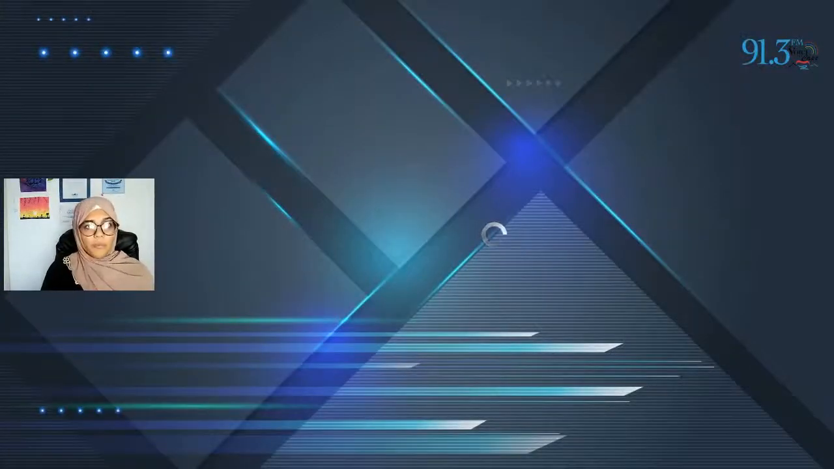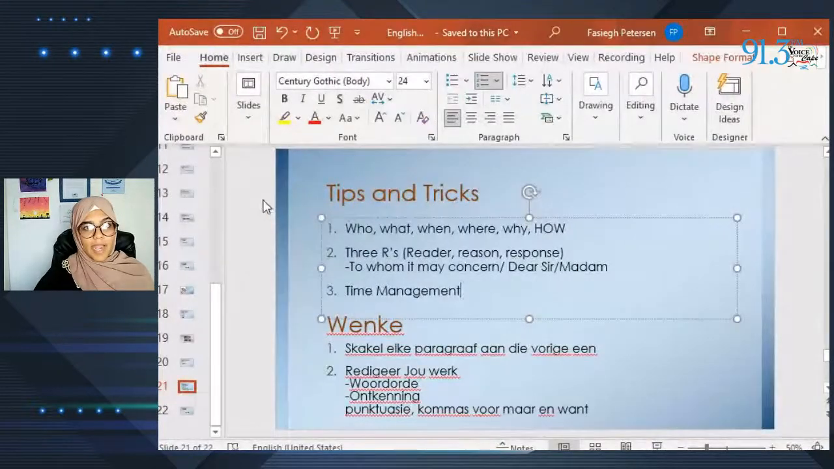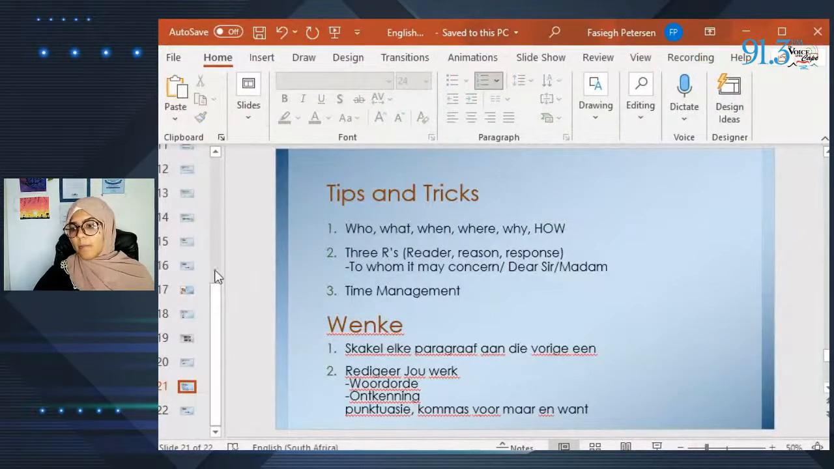A rede. And then also with want: ek het die venster toegemaak, want dit het gereën, or something like that. So before that, you put the comma prior to those words. You put the comma because of substantiation, verrede.